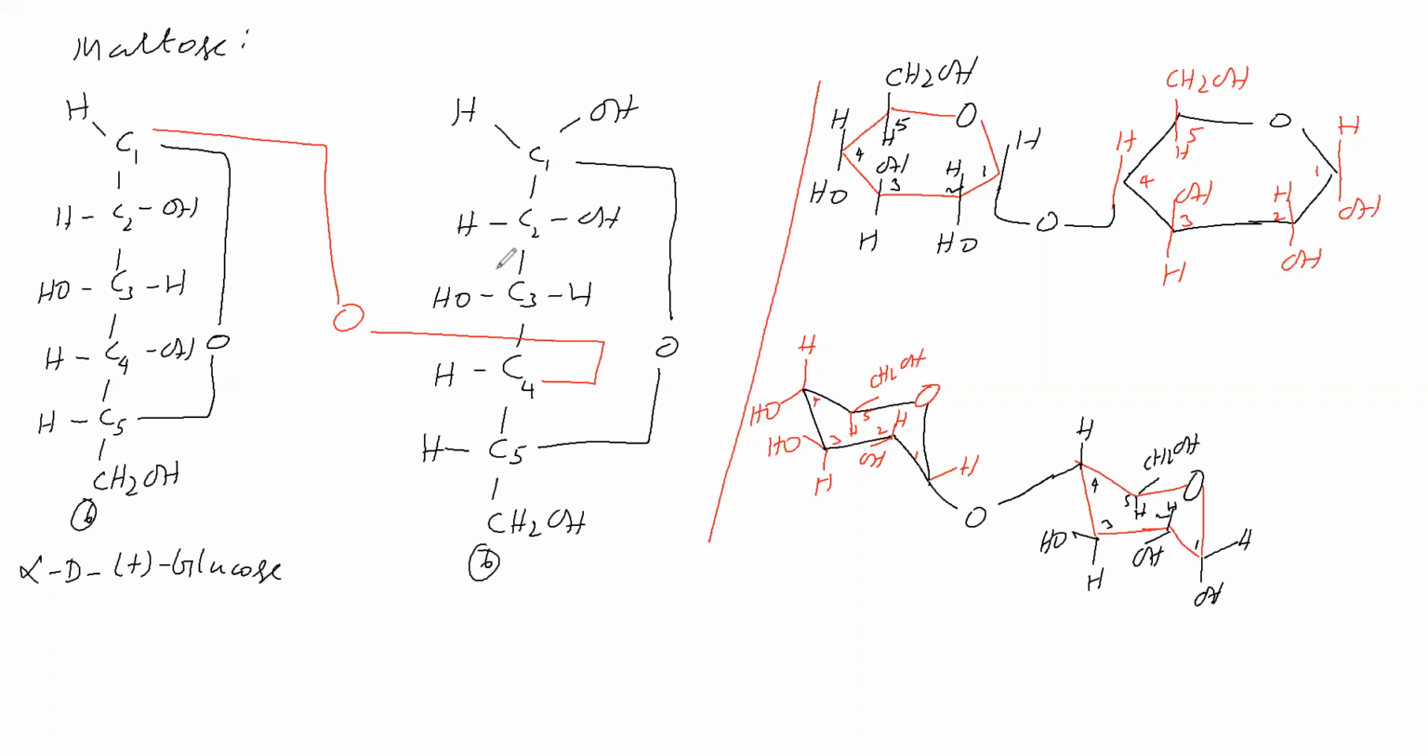In this maltose, the right side C1 carbon is in hemiacetal form. Therefore, this C1 carbon will go for mutarotation. It is called the anomeric carbon. It is a reducing Tollens reagent. Therefore, this maltose is called a reducing sugar. We can call this maltose a reducing sugar.